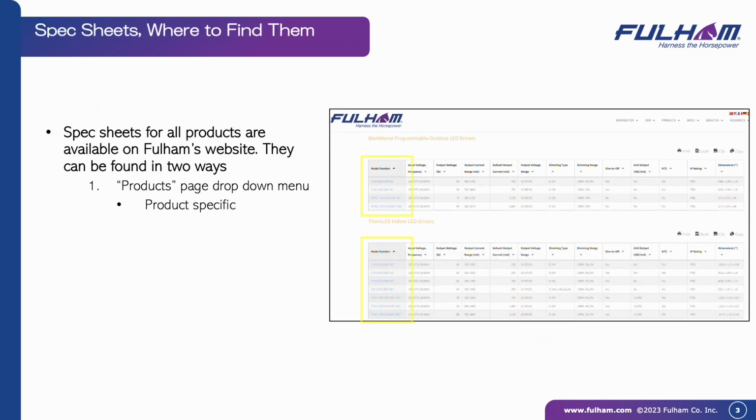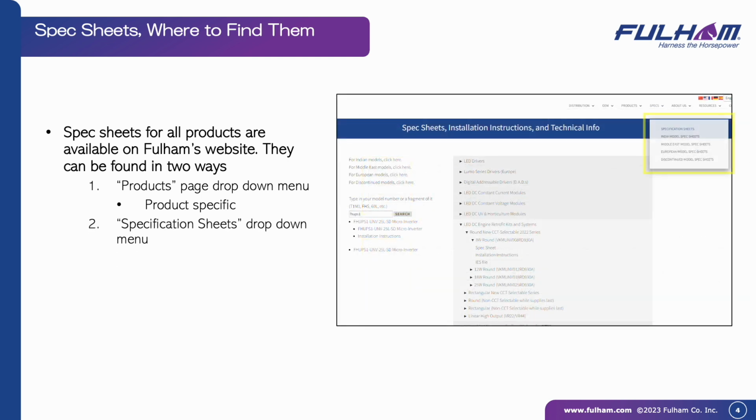To access specs, either find their links on individual product pages or go to the specs main menu option. Once on the specs page, either search by part number or use the expandable area to find the item you need.